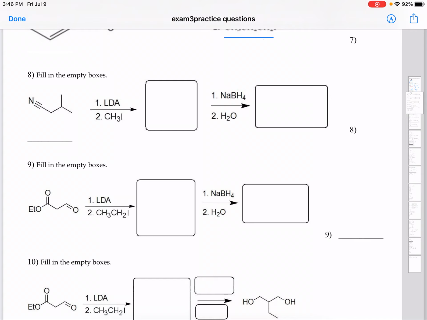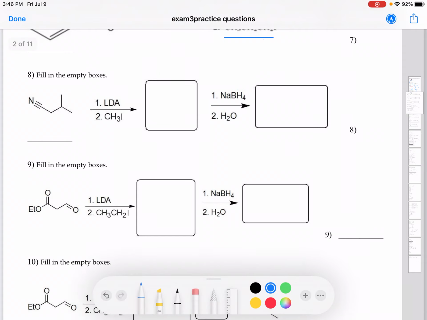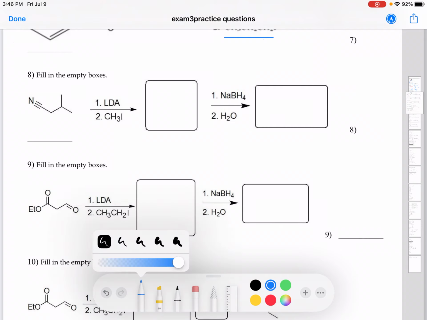And then the next one, fill in the empty boxes. Again we have LDA with a nitrile. Remember in a previous question also, nitrile group can be considered as a carbonyl group, right? So then you can consider that it has an alpha hydrogen. So LDA will remove one of the hydrogens from the alpha carbon and create a negative charge once one of the alpha hydrogens is lost. So then it's going to react with the methyl group and leaving iodide.